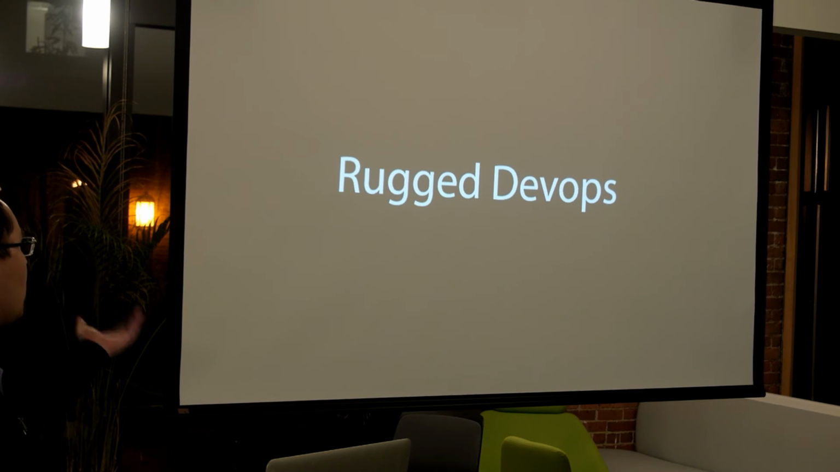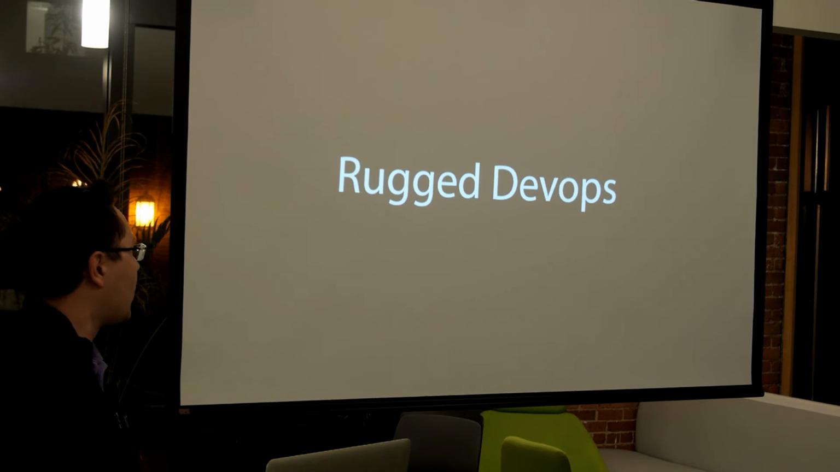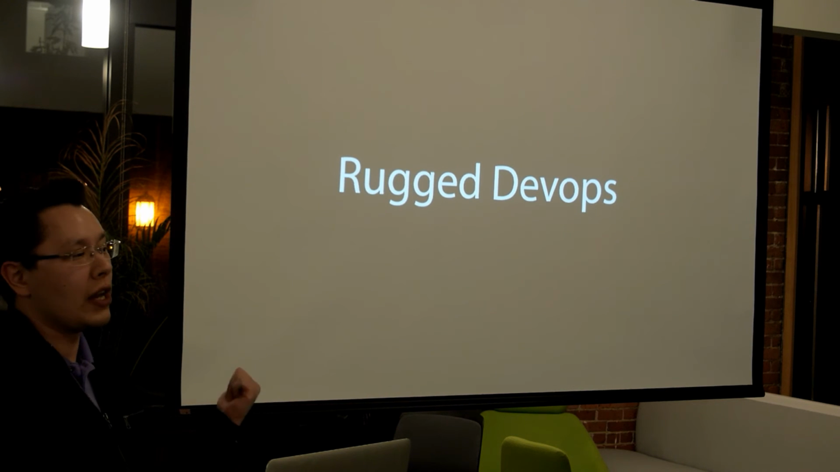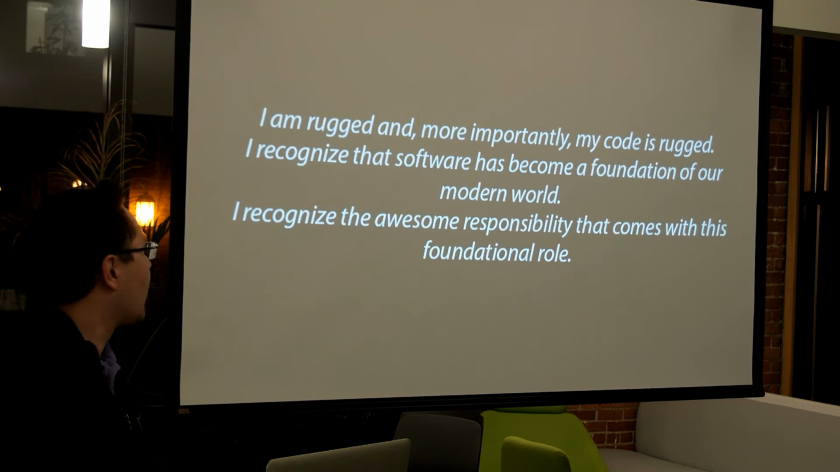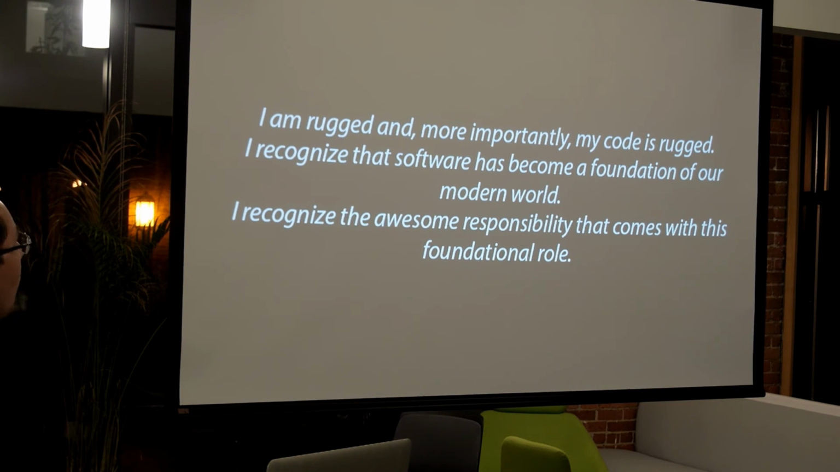So that leads to the other idea, which is called rugged DevOps. So you guys have heard of Josh Corman. Yep, he's a cool guy. Gene Kim. These guys are pioneering this concept of rugged DevOps. And this is the very first introductory section of it. It says, I am rugged, and more importantly, my code is rugged. I recognize that software has become the foundation of our modern world. I recognize the awesome responsibility that comes with this foundational world.